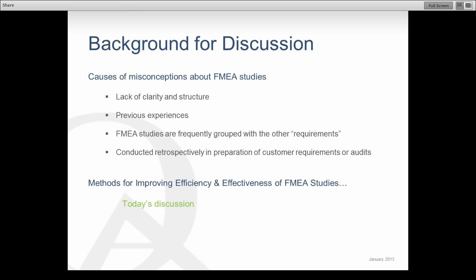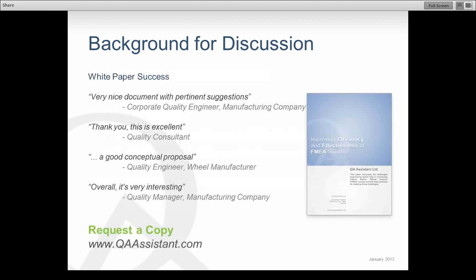So today we're going to talk about ways to improve the efficiency and effectiveness of FMEA studies. Just a little bit of background as well, if you'd like to read more about this. This discussion here today is a follow-on of a white paper that we released last year, which covers a lot of the topics that we'll talk about today. Today I'm hoping to give a bit more insight and a bit more examples, but there are some examples in that white paper, and certainly some of the ideas that we'll talk about today are covered in that white paper. The white paper is available for free from our website, so if you go to our website, qaassistant.com, you can request a white paper there.